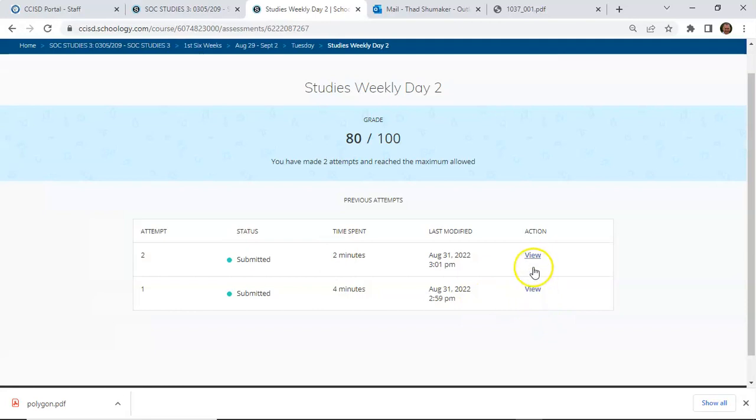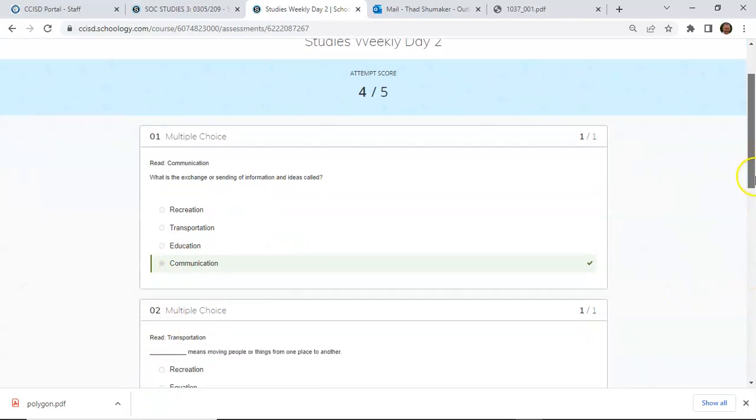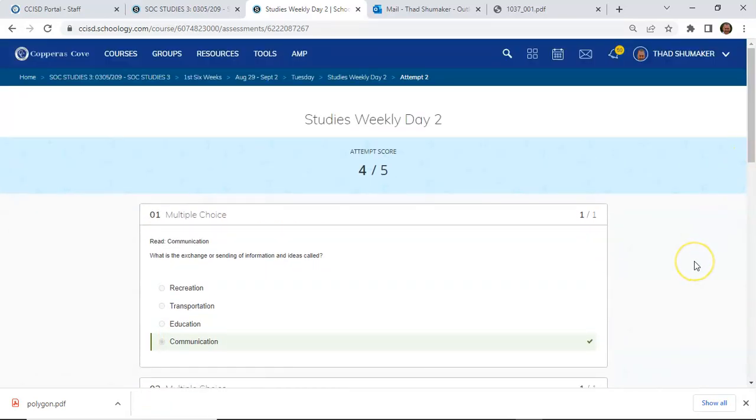I would definitely also look at how you answered the questions. You can click View. Hopefully you haven't done it twice already, and you can see how you answered the questions. It'll show you, okay, question number 1, I picked the last one. Make sure you at least do better than what you did the first time. If you look at the questions, when you watch a video, you can pick out, well, what is the exchange of sending information and ideas called? You pretty much got the answer to that one right there, because it shows you. But you can watch the video and see what that's called.